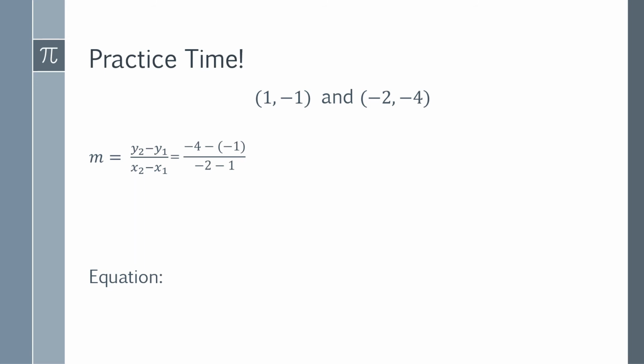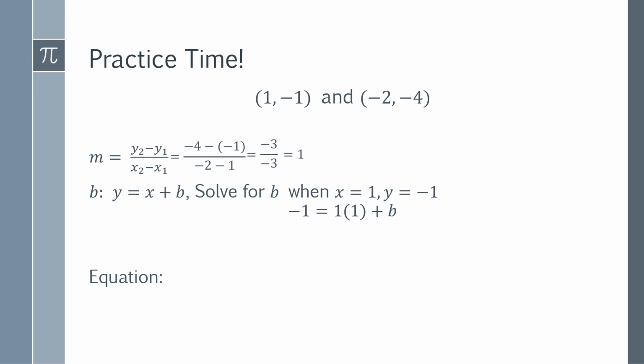Okay, so step 1, find the slope. And we find out that our slope is -3 over -3, which is just 1. So we're going to take one of these points and solve it into y equals x plus b. We're going to use the first point, (1, -1). You can use (-2, -4). You'll get the same value for b. So when I substitute in (1, -1), I get b is -2. So my equation here is y equals x minus 2.